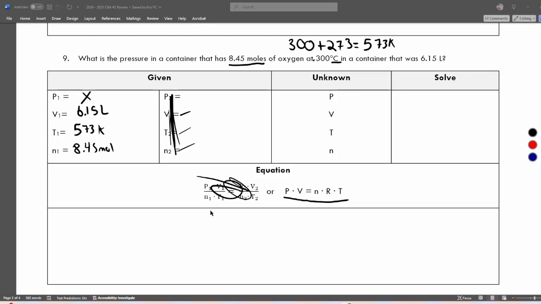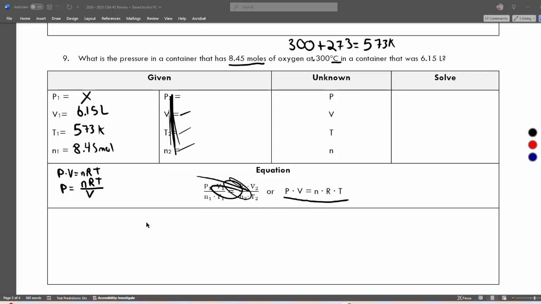All right, there are two ways to solve for this. Some people like to say, okay, if I'm solving for pressure, then I need to get pressure by itself. So I would do pressure is equal to nRT over V. Now, most people don't like to do that, so I'm going to do it the other way too. All right, let's fill in this equation.